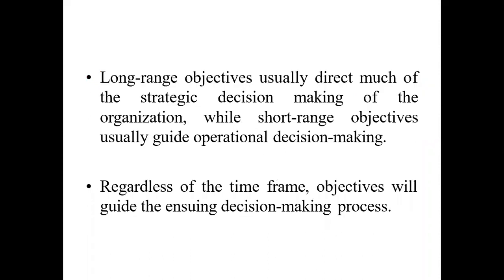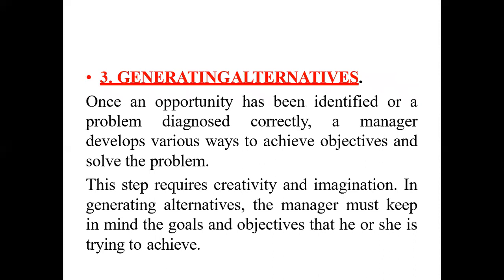Then the third step, or the third stage, is generating alternatives. Generating alternatives is the third step to making a clear decision. Once an opportunity has been identified or a problem has been diagnosed correctly, and you have already put up objectives, this stage dictates that you generate alternatives. Alternatives are options, and therefore, this step requires creativity and imagination. The reason why, even in our day-to-day lives, we have really failed to progress at times is because we don't really have alternatives. You don't have a plate where you can choose from. So the third stage is generating alternatives.